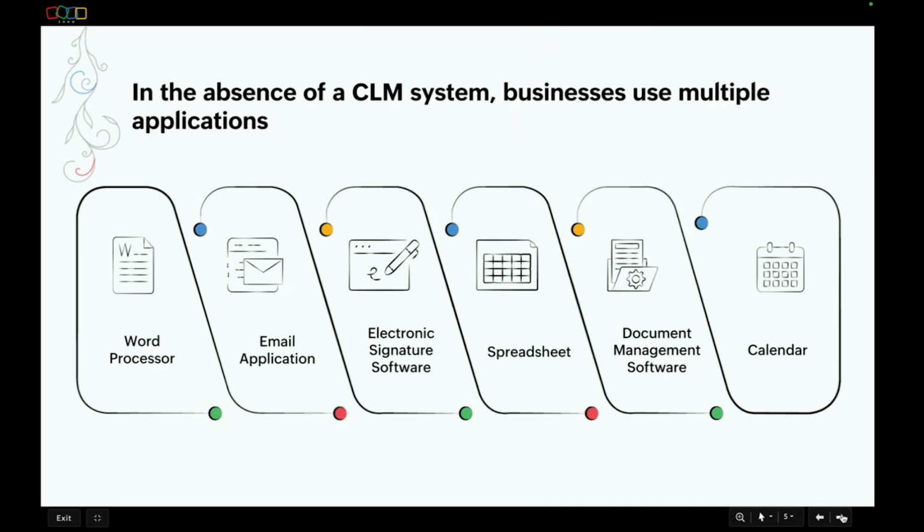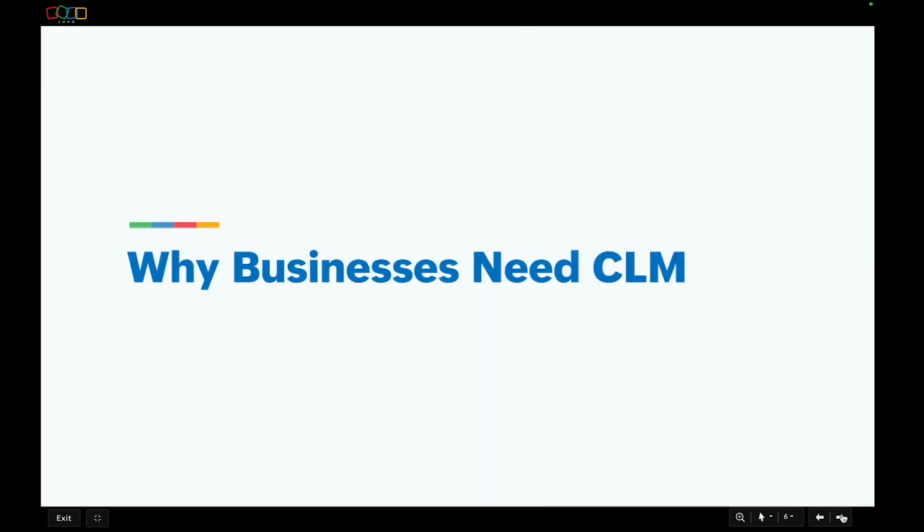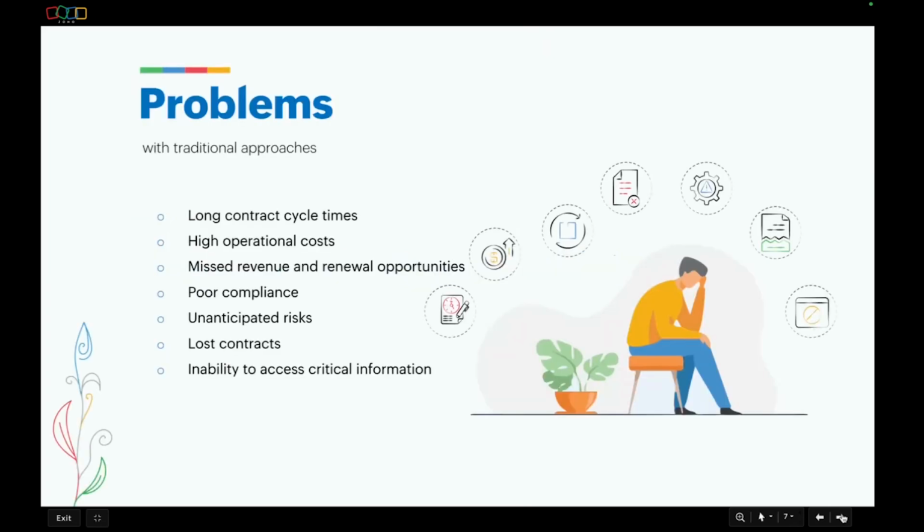So in this approach where we have multiple applications involved, there are a lot of traditional problems associated with it, like long contract cycle times, high operational cost, and missing on a renewal or revenue opportunity, which might lead to financial risk. And this is why businesses should consider a CLM system to eliminate toggling between multiple applications and to have one simple solution to simplify all your contracting needs.